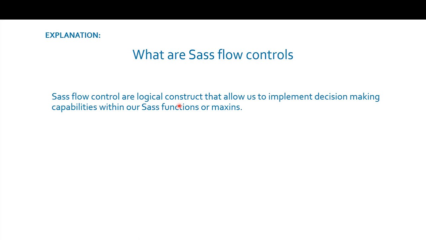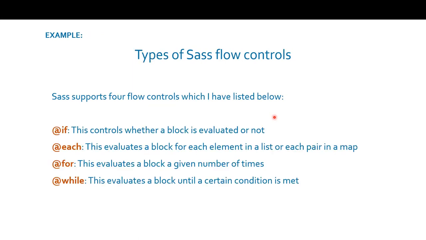If this variable is greater than this, do this. So the logical construct we use to make those decisions are what we call flow controls in Sass. And I've listed four types of Sass flow controls here. Sass supports four flow controls, which I've listed below. These are the four types of flow control that Sass supports.